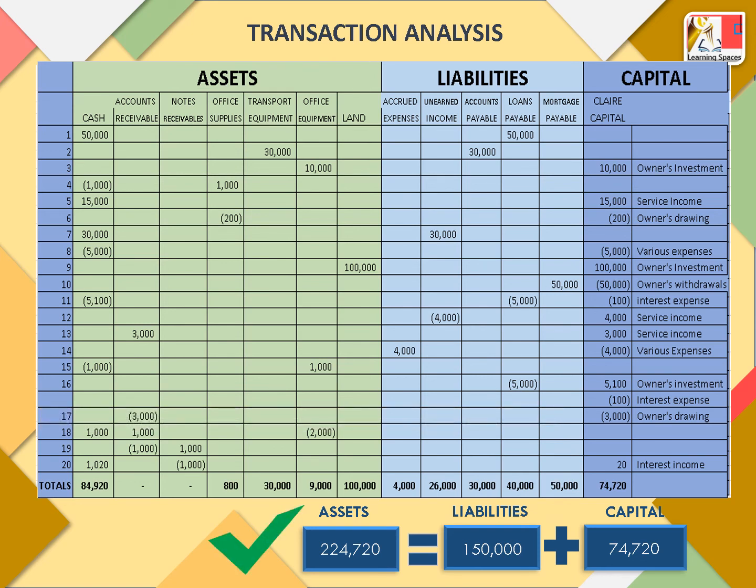After correctly plotting all transactions into the table, bring down the final balances of all accounts. The total of all asset accounts must be equal to the total of all liabilities and capital accounts. In cases where the totals do not tally, do not panic. Simply recheck where the errors might have been.